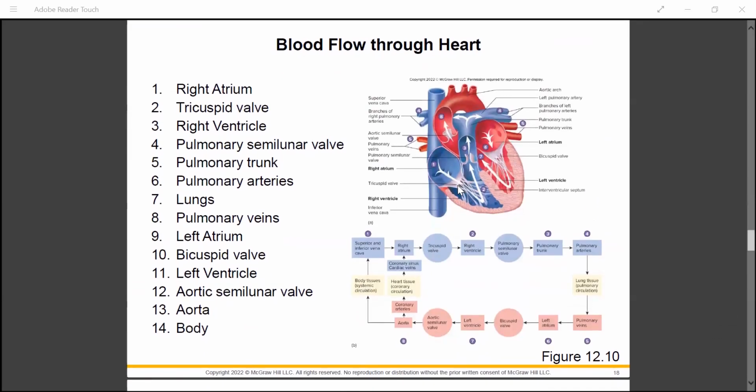And so what I want you to be able to understand or feel confident in is being able to put all of these in order in terms of how our blood flows through the heart. One of the other things you'll notice is we have blue and red. So blue is going to be deoxygenated. Red is going to be oxygenated blood. So you should know which areas have deoxygenated versus oxygenated blood.